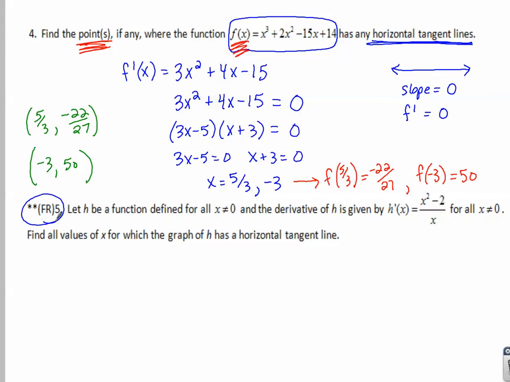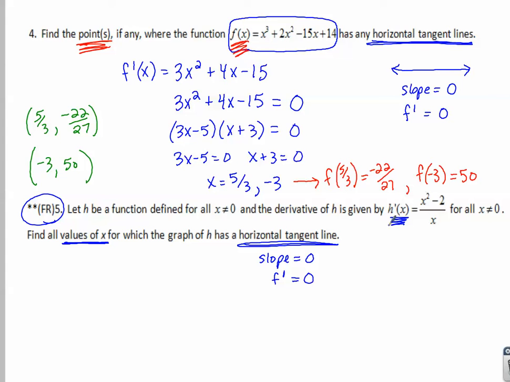Last but not least, from a free response AP question. h is a function defined for all x not equal to 0, and the derivative is given. h prime is given to us. Find all values of x where the graph of h has a horizontal tangent. Again, horizontal tangent. Remember what that means? The slope is 0, or synonym, derivative is 0. Fortunately, they only ask for values of x. So just finding the values of x and that's it.